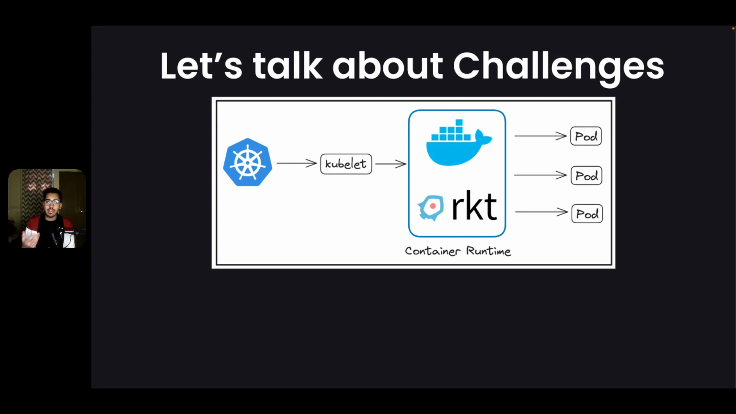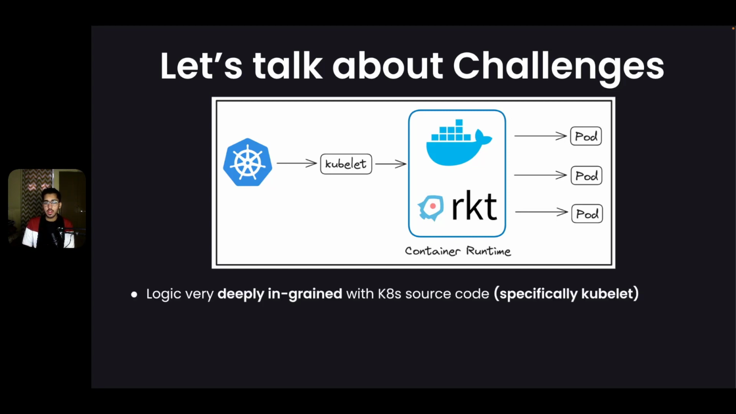Now, this particular restriction at that time posed a few challenges. Let's have a look at them. As I mentioned, the two container technologies that Kubernetes supported were Docker and Rocket. So the logic of these tools was very deeply ingrained with the Kubernetes source code, and specifically the kubelet. The number one challenge was a low rate of new feature development.